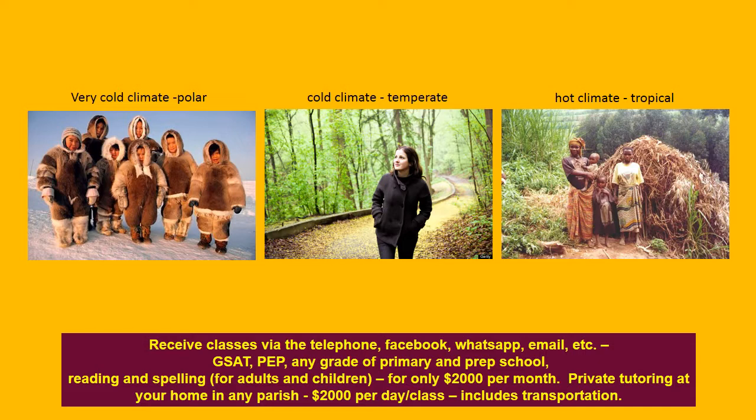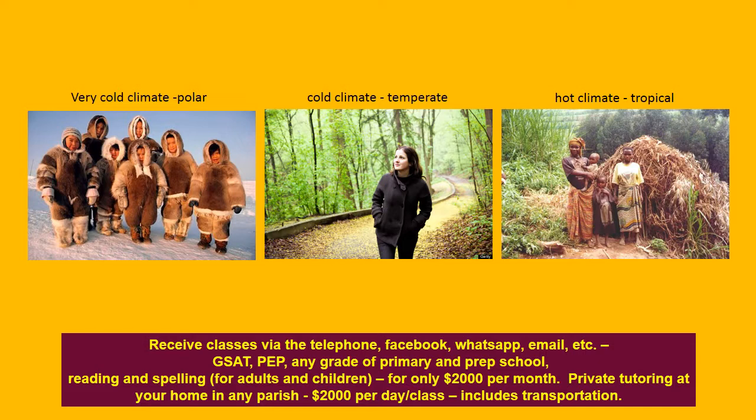Okay, on the screen we can see three photographs. The first one shows how people are dressed in a polar climate. This is a very cold place, and this is how they are dressed because it is so very cold. They are dressed in very warm clothing to keep them as warm as possible. So that's a polar climate, a very cold climate.